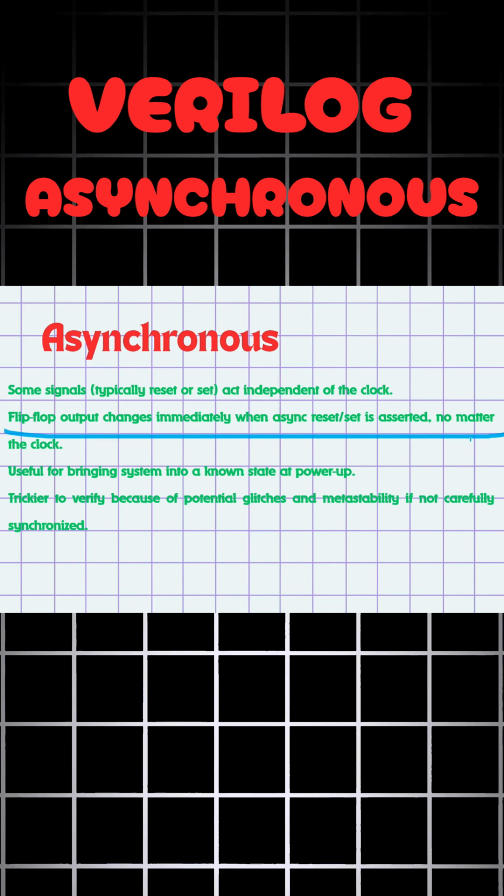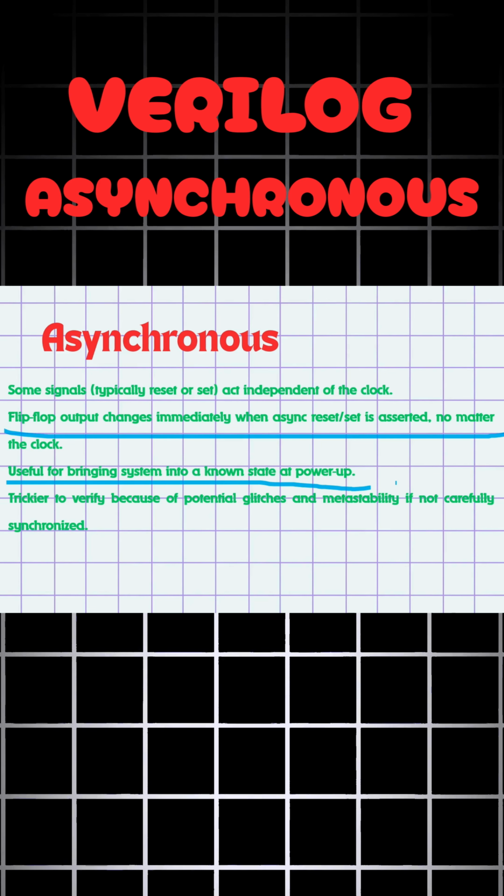For example, if a chip has any fail safe, the fail safe system should be asynchronous, because if it is synchronous with the clock then the chip will not work properly. Whenever there is a problem it should directly go to power down, so that signal should be asynchronous.